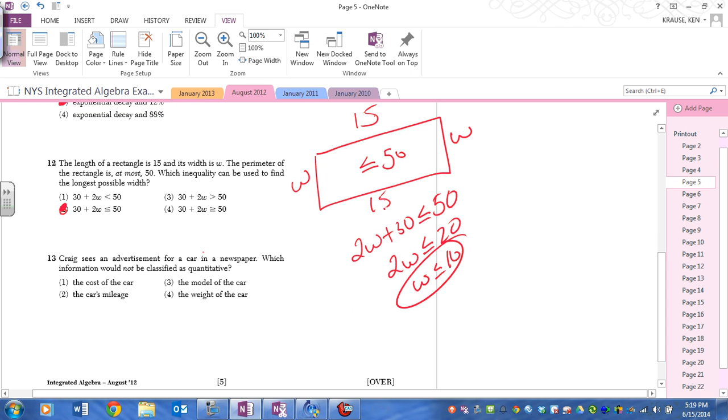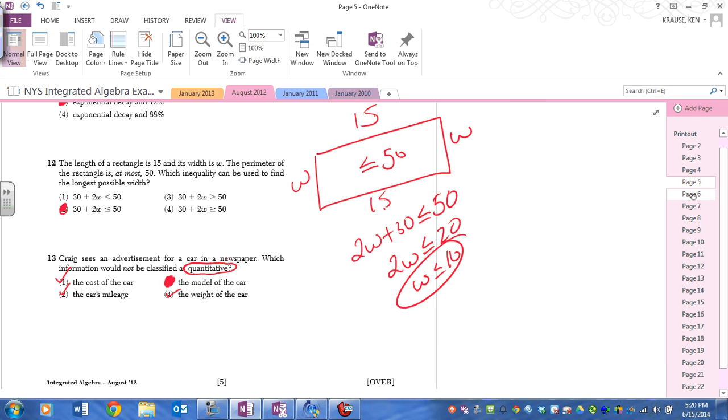So Craig sees an advertisement for a car in the newspaper. Which information would not be classified as quantitative? Now, quantitative means numbers. Cost of car has a number. Car's mileage has a number. The model of the car, no number. There's the weight of the car, which has a number. So here's your answer, choice 3. No number, just the model of the car.